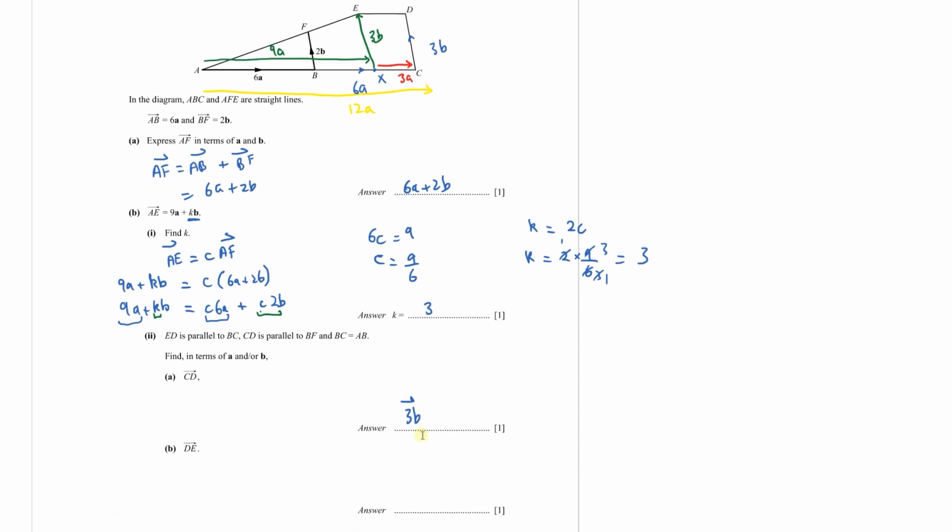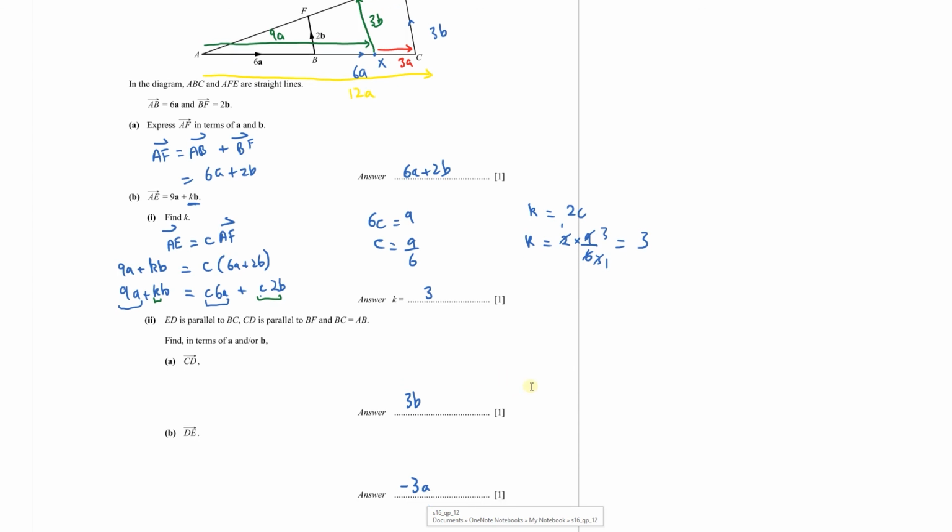And then the last part is find DE. DE is this length, this vector here. So we know that XC is 3A. 3A is in this direction. So this is equal but opposite. So I'll add a negative sign. So this is negative 3A. In fact, you don't need this sign here. So this is how you will solve this problem.